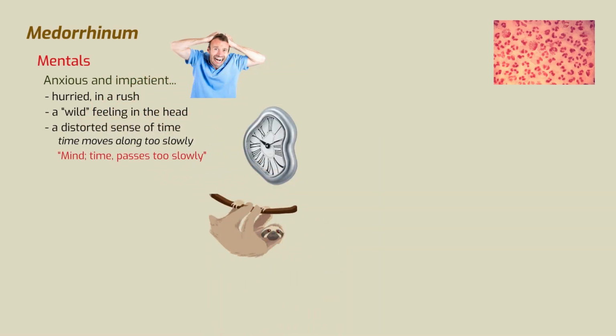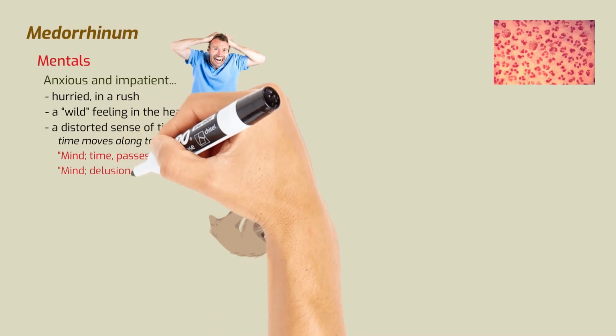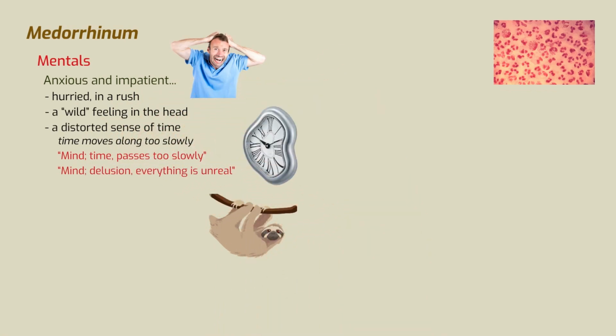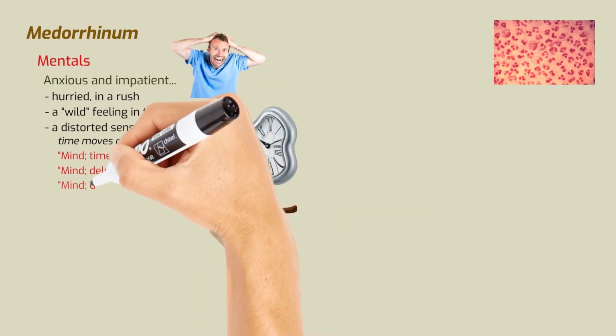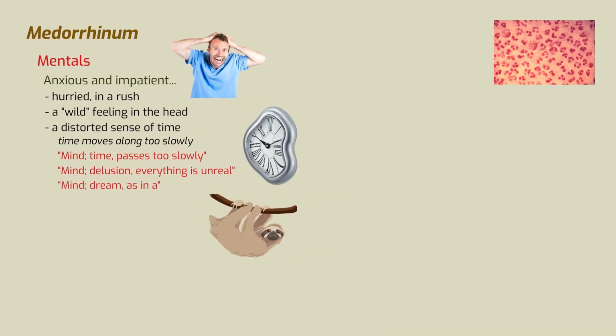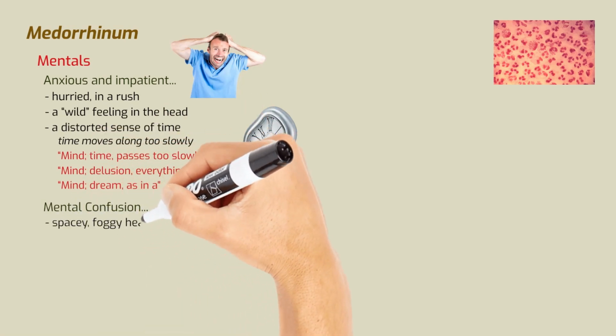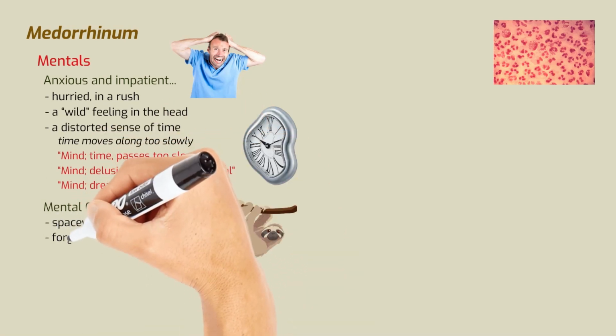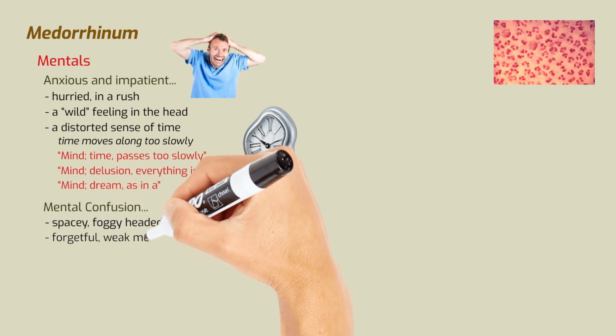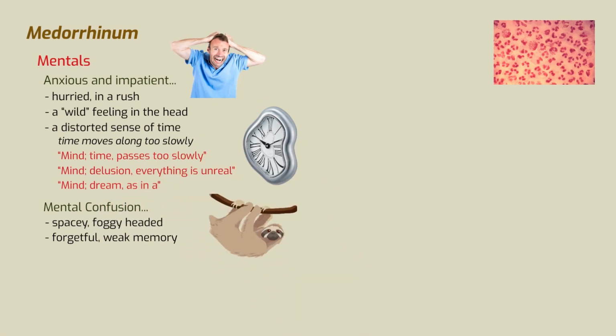It can also be found under delusion that everything seems unreal and mind as if in a dream. Along with this feeling of unreality, some complain of mental confusion, of being spacey or foggy-headed. They can be forgetful and may complain of weak memory. He can forget words or names. Sometimes he forgets mid-sentence what he was about to say.